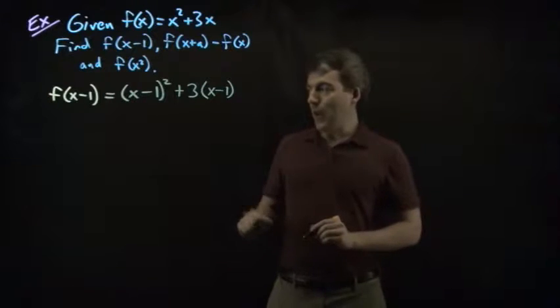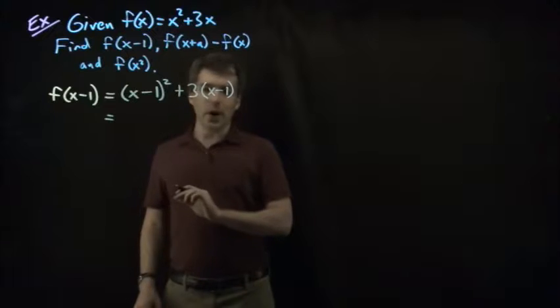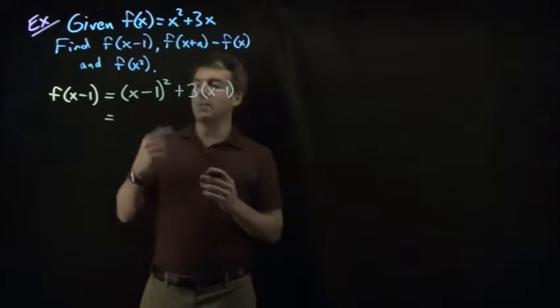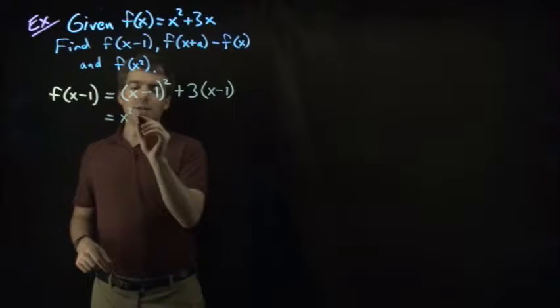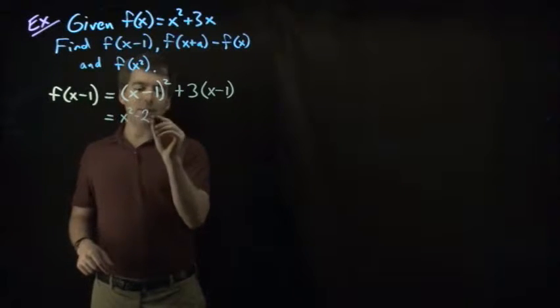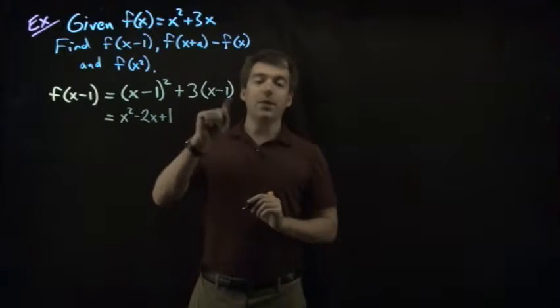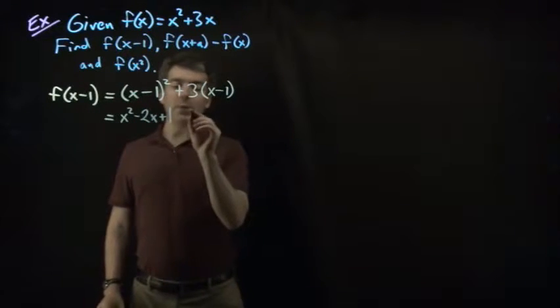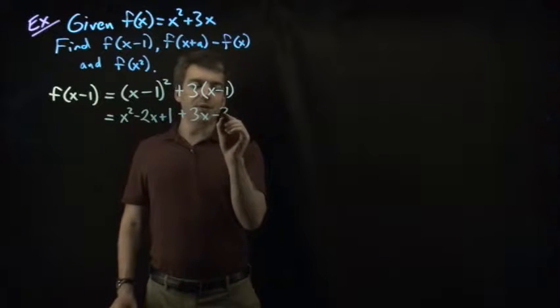I'm going to go ahead and do that. So here we have x minus 1 squared. That is a binomial square, so we know this turns into x squared minus 2 times x plus 1. And the 3 distributes across the x minus 1. So we have plus 3x minus 3.